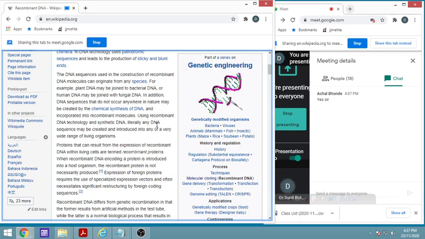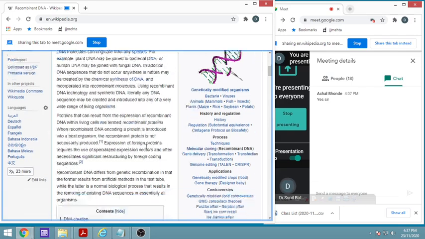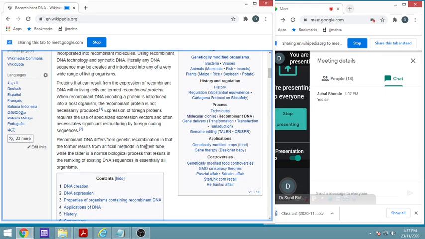So recombinant technology can use DNA from any species. For example, as I told you, the human gene coding for insulin is put into bacteria and they are producing it now. Using DNA technology and synthetic DNA, literally any DNA sequence may be created and introduced into a very wide range of living organisms. That can be dangerous also, but it has resulted in many benefits. Proteins can result from expression of recombinant DNA within living cells. They are called recombinant proteins, and we see the word recombinant used for viruses, proteins, DNAs and RNAs.